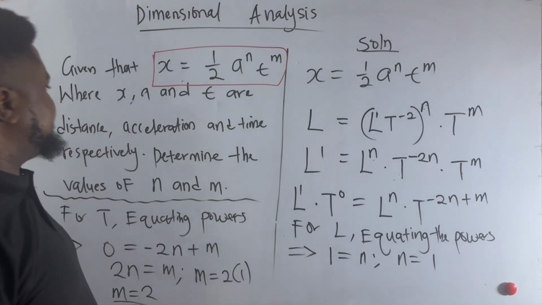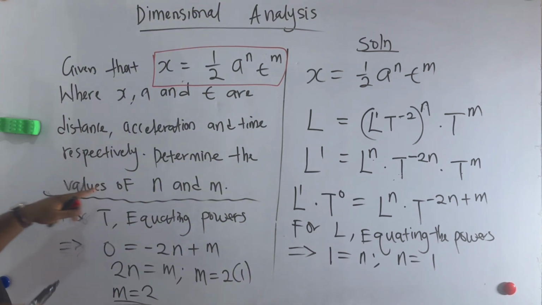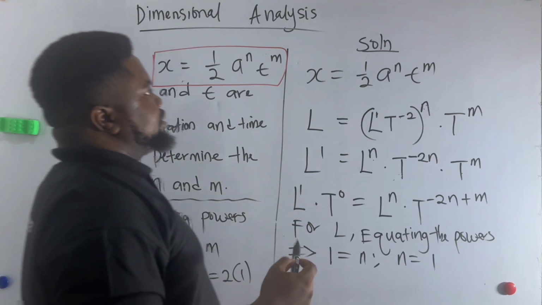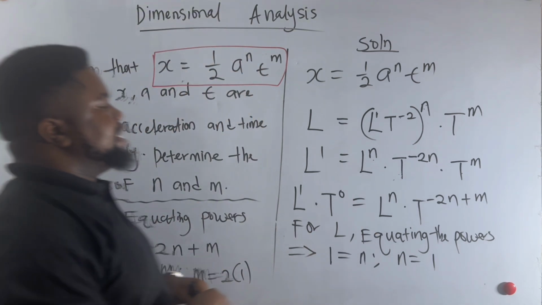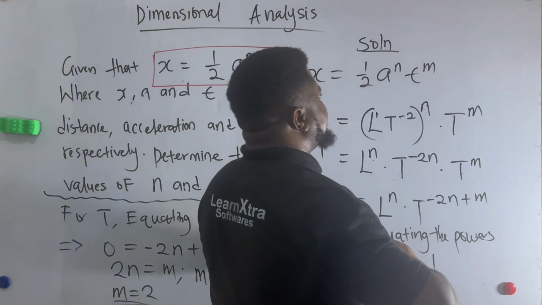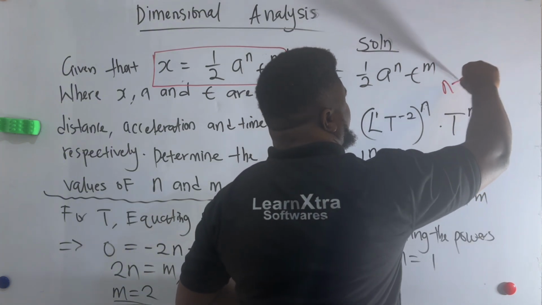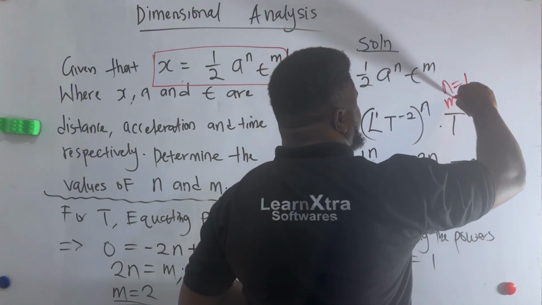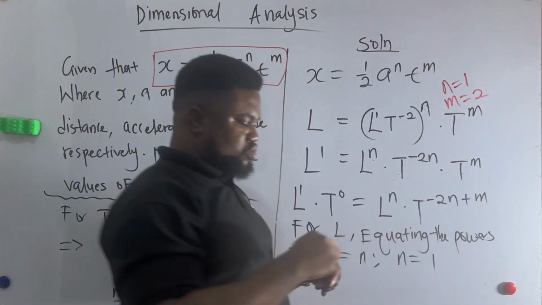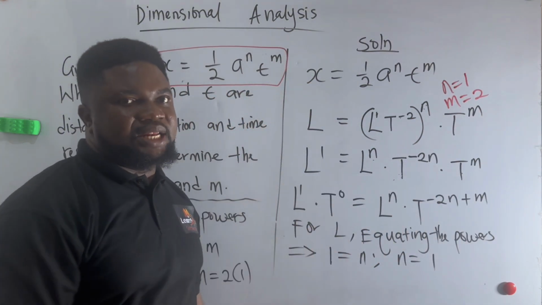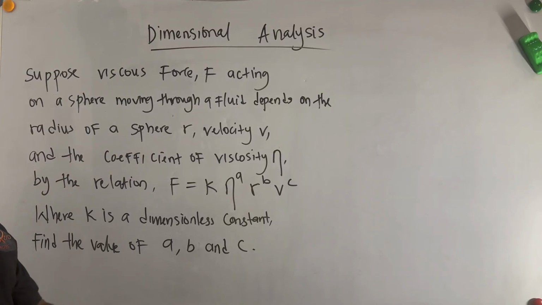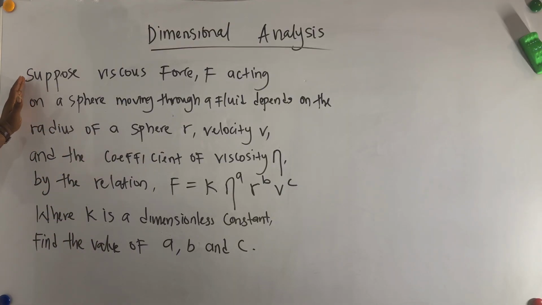So in this case, we have to find the values of n and m. Yes. So we are saying that the value of n and m is that n is equal to 1 and m is equal to 2. Let's take more examples on this dimensional analysis. So quickly, we'll solve this question.